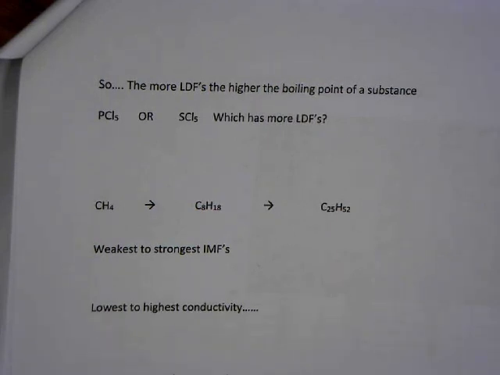We're moving pretty good. So here we go. So here's a little bit of a practical application to this. PCl5 or SCl5, in your own head, which one has more London dispersion forces? Think about that. So once again, which one has more London dispersion forces?